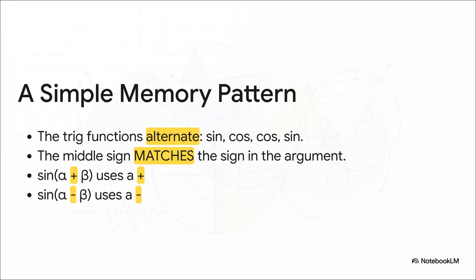Now this is where it really clicks and becomes easy to remember. There's a super simple pattern here. First, notice how the trig functions just alternate. Sine, cosine, cosine, sine. Just repeat that in your head. And the sign in the middle, that's the easy part. It always matches the sign in the parentheses. A plus inside means a plus outside. A minus inside means a minus outside. Simple as that. It's a great little memory trick.